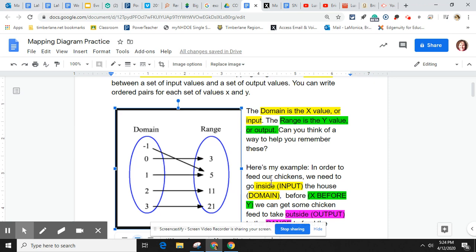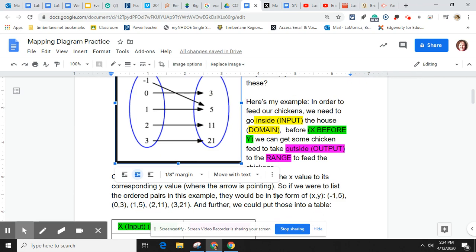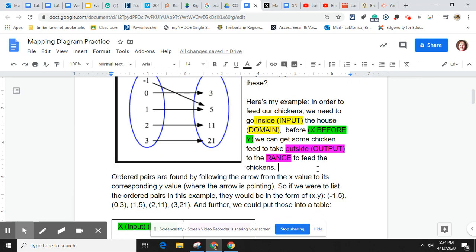In order to feed our chickens, we need to go inside, which is input, the house, which is the domain. So input is the domain. It's x before y: before we can get some chicken feed to take outside, to the range, to feed the chickens. So we've got x before y. Input and domain are first, output and range are second.